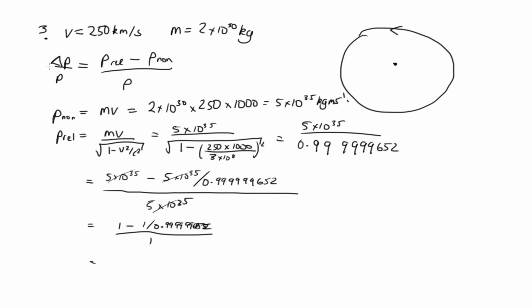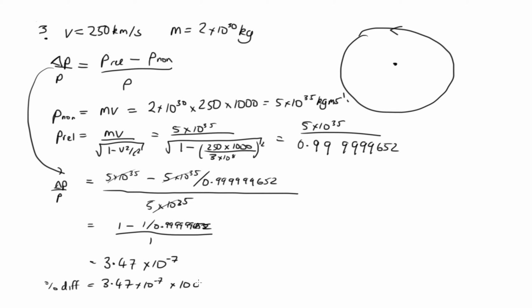Okay, so now we evaluate this thing. So this thing here is the delta p over p. And when we evaluate it, we end up with 3.47 times 10 to the minus 7. And so that's the fractional difference. Now, in the question, we're asked for the percentage difference. To get something from a fraction to a percentage, we times by 100. So percentage difference is just equal to 3.47 times 10 to the minus 7 times 100. And so that is equal to 3.47 times 10 to the minus 5.